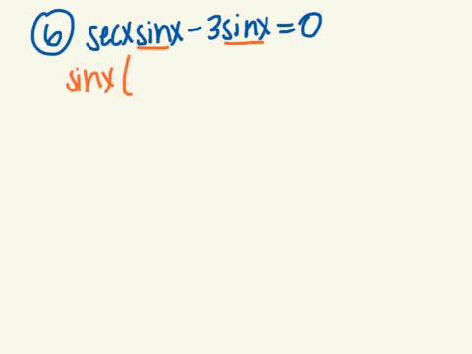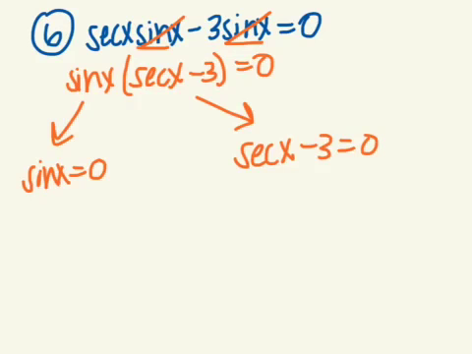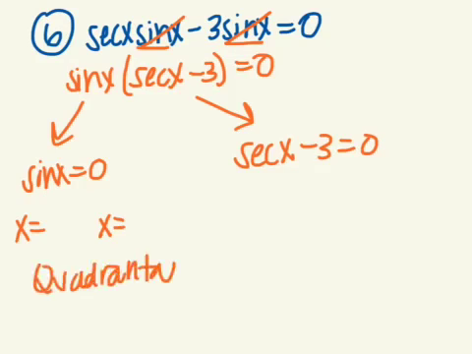factor out. So we're left with sine x times secant x minus 3 is equal to 0 because both of those sine x's got factored out. So sine x is equal to 0, and secant x minus 3 is equal to 0. Alright, so for the first one, sine x is equal to 0. That's going to happen twice on your unit circle, and they're both going to be at quadrantal angles. For the secant one, we'll need to solve it.